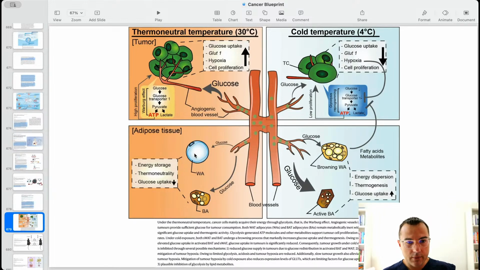You see here that adipose tissue, the white adipose tissue and the brown adipose tissue are in a storage mode. They're not bringing in much glucose. They're basically inert. They're not doing much. You can see that glucose is being much more taken up by brown adipose tissue because brown adipose tissue has more mitochondria. Those mitochondria are utilizing that glucose. White adipose tissue is a storage vesicle. However, cold temperature, 4 degrees Celsius, we see a decrease in glucose uptake, a decrease in GLUT1 translocation to the cell wall or the cell membrane.